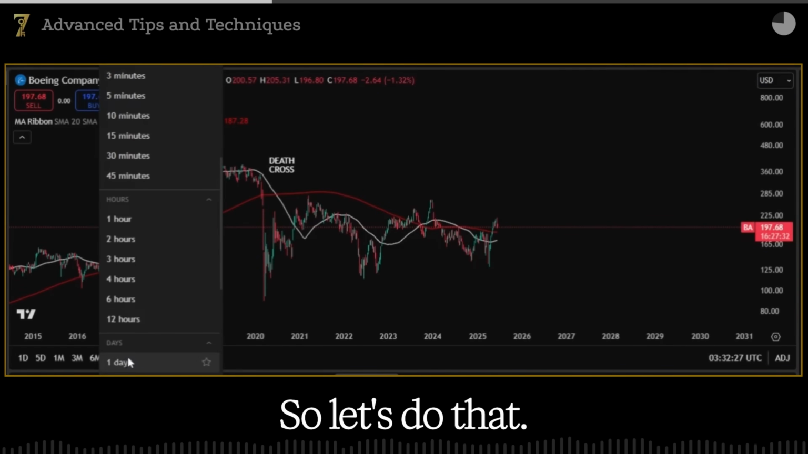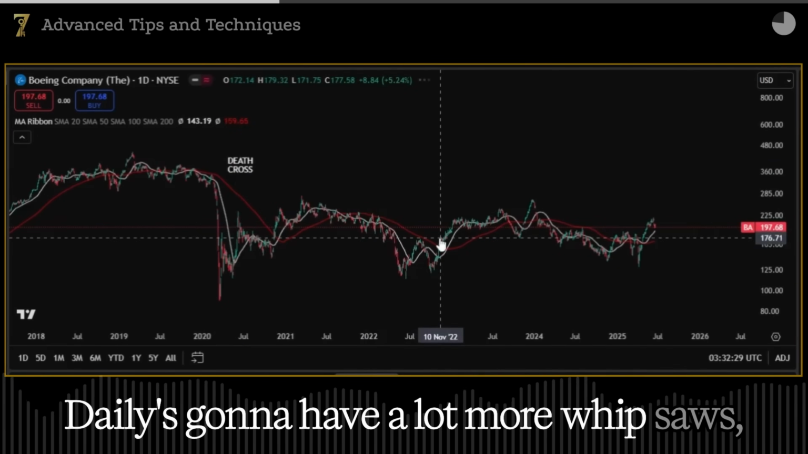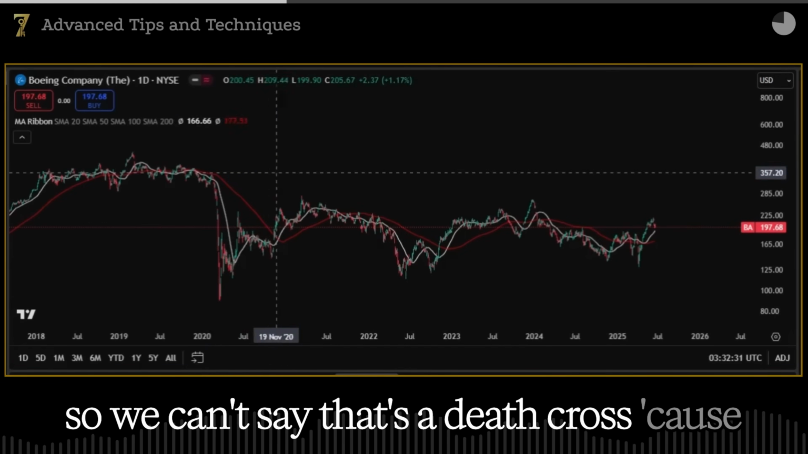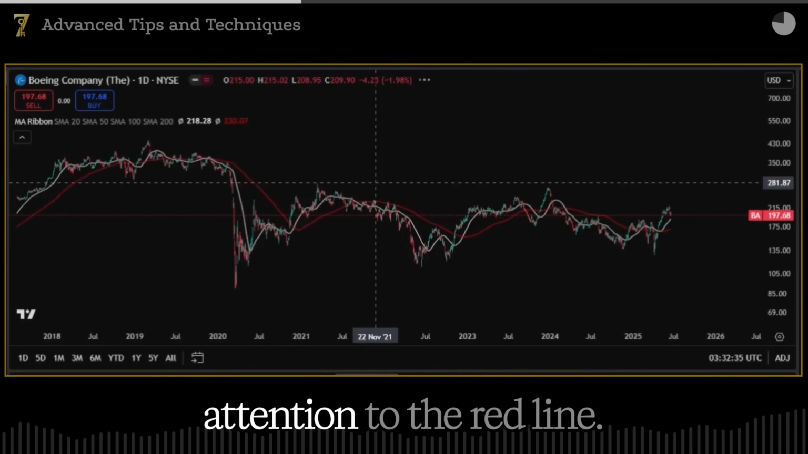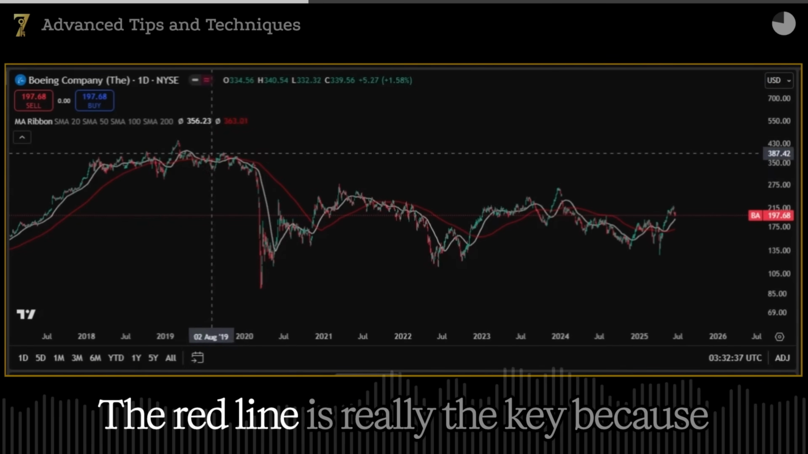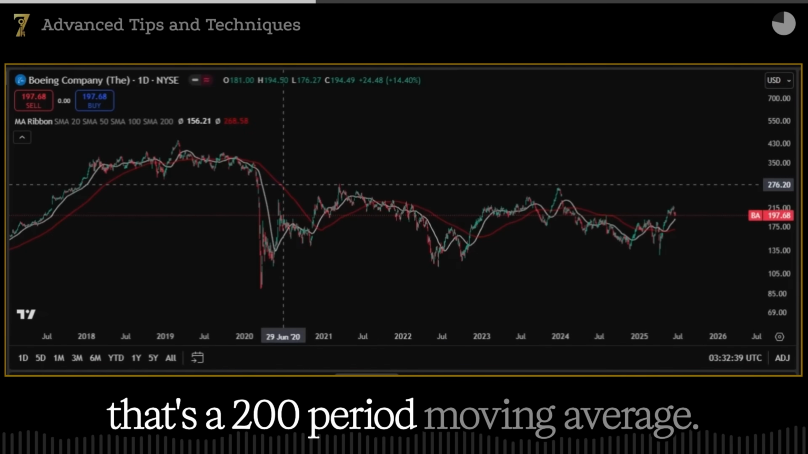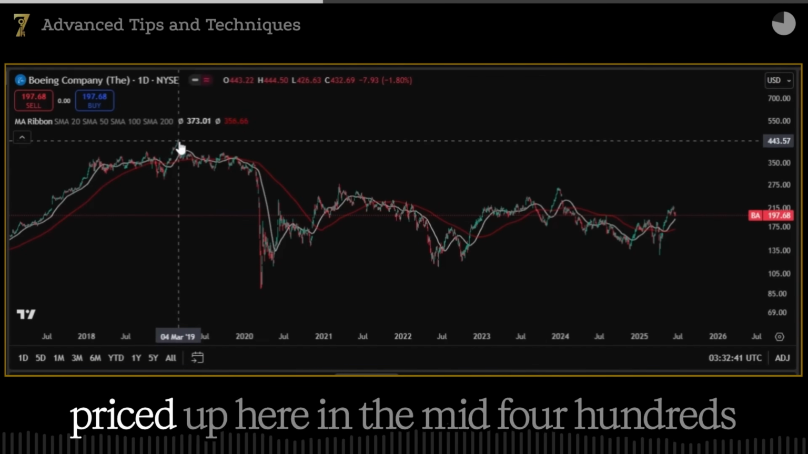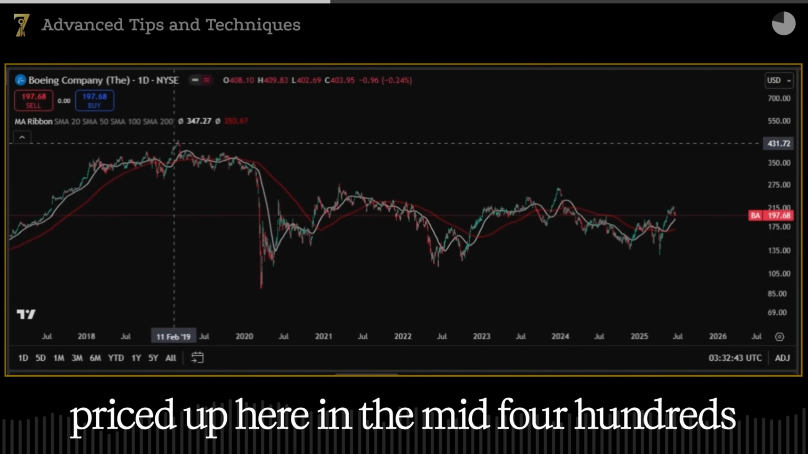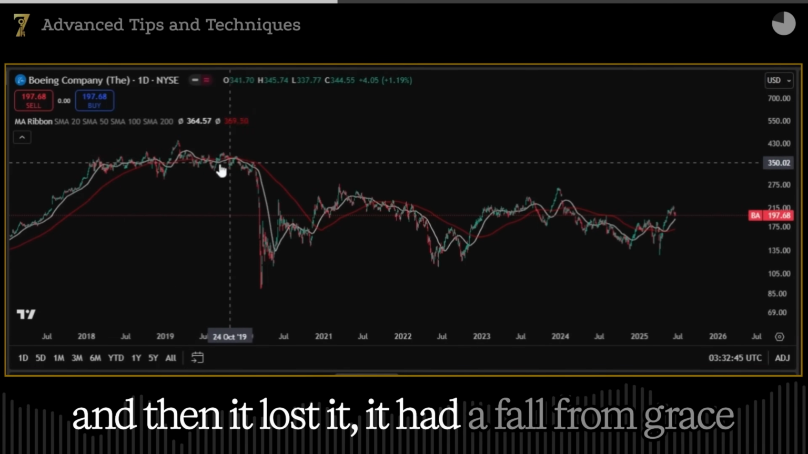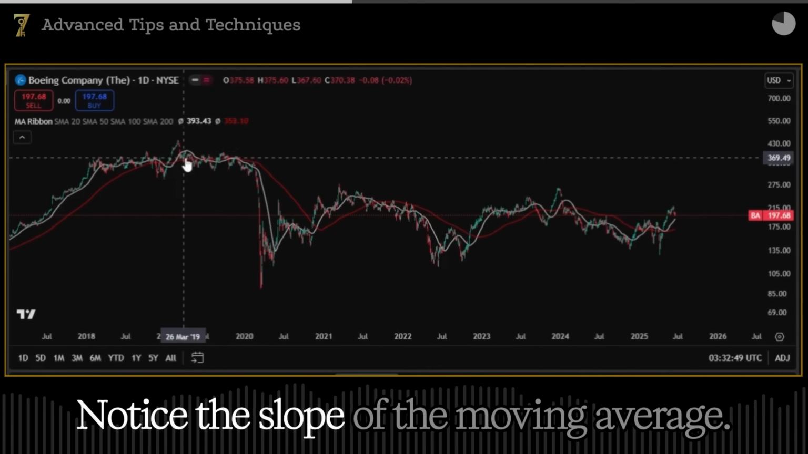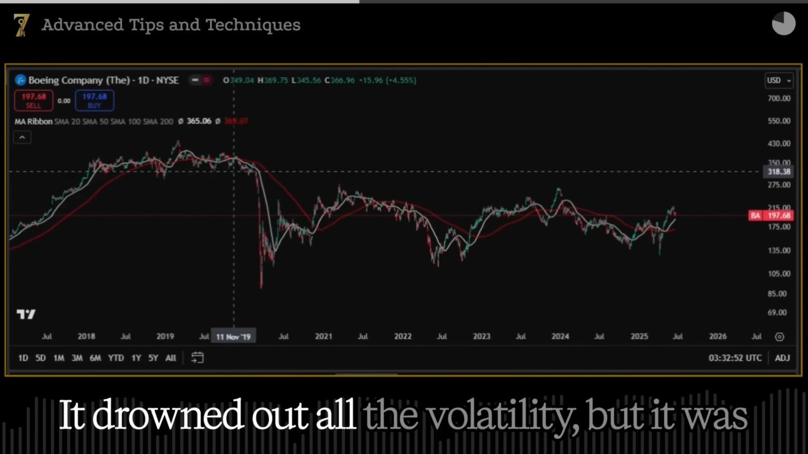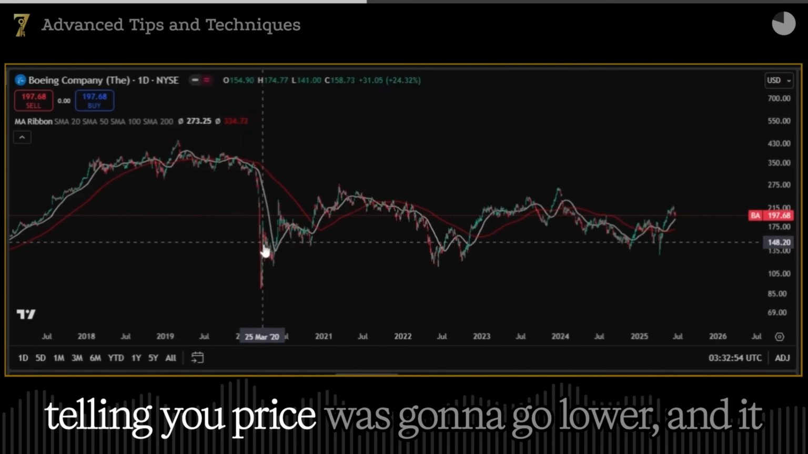So let's do that. The daily is going to have a lot more whipsaws, so we can't say that's a death cross because we had multiple death crosses here. But I do want you to pay attention to the red line. The red line is really the key because that's a 200 period moving average. As a matter of fact, when Boeing was priced up here in the mid 400s and then had a fall from grace, getting underneath the 200, notice the slope of the moving average. It drowned out all the volatility, but it was telling you price was going to go lower.